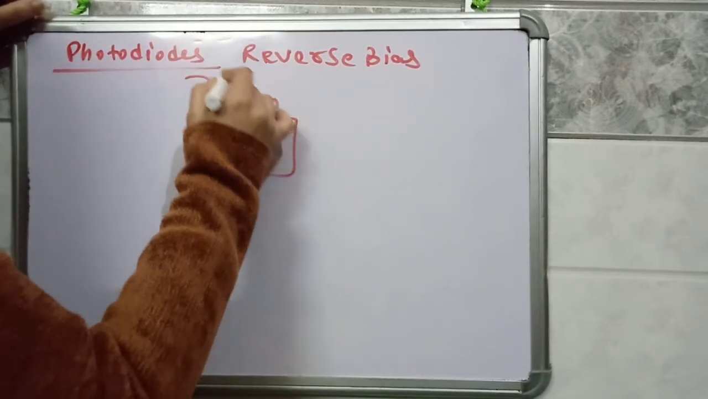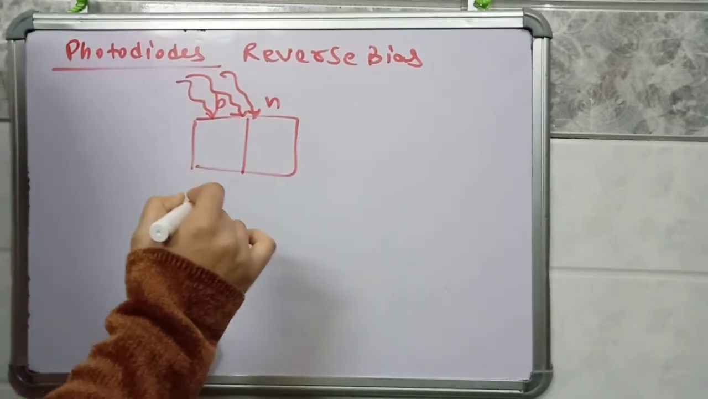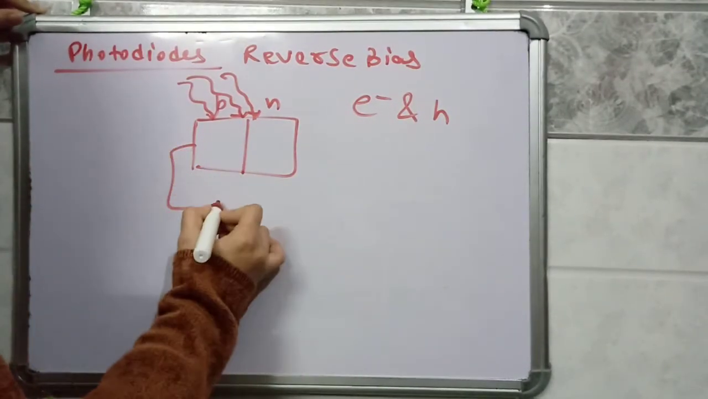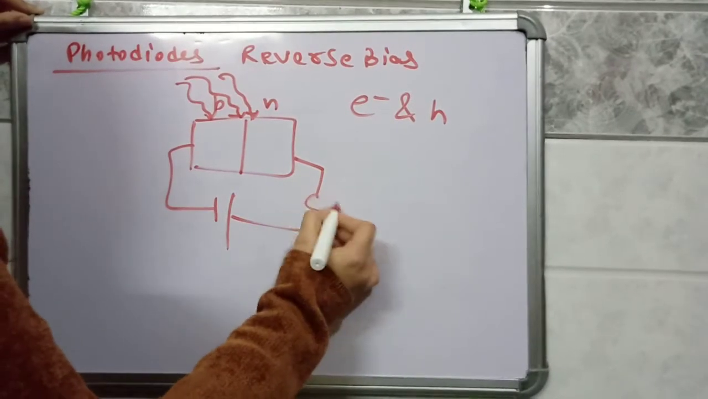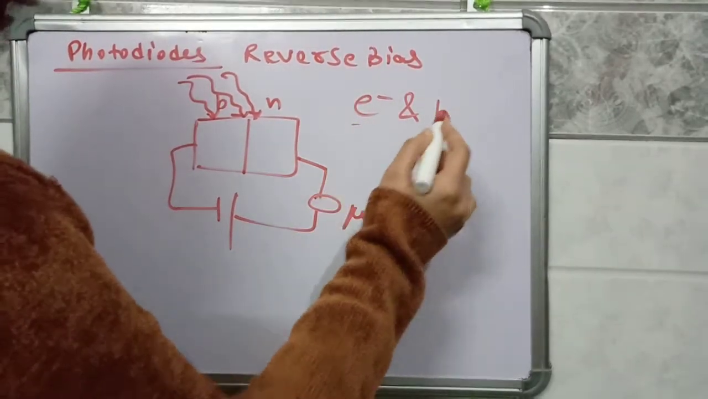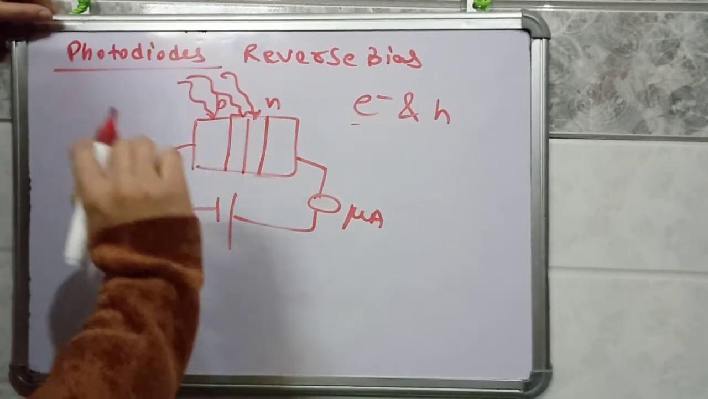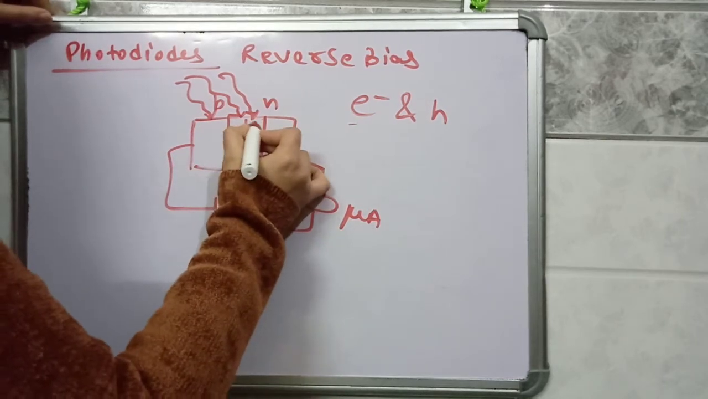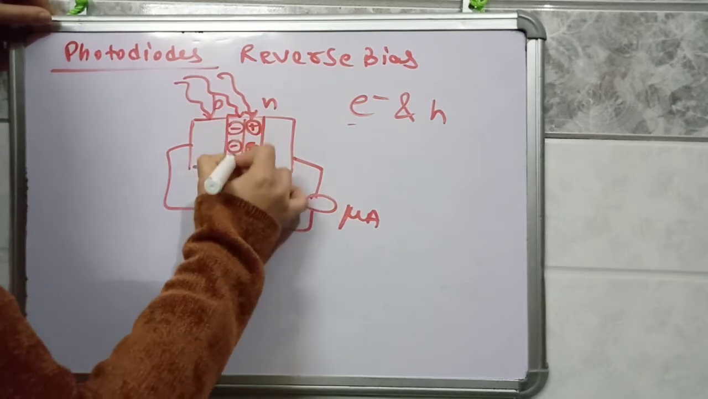When light of suitable frequency is incident on this junction area, an electron and hole pair will be developed, and it is reverse biased like this. Suppose we have connected a micro ammeter here. When electrons and holes are generated, there is already a depletion region. At the n side of the PN junction diode, holes are present, and at the p side, extra electrons are present.